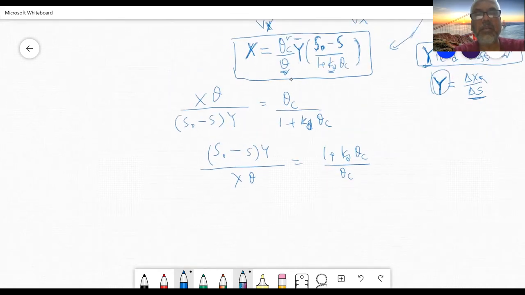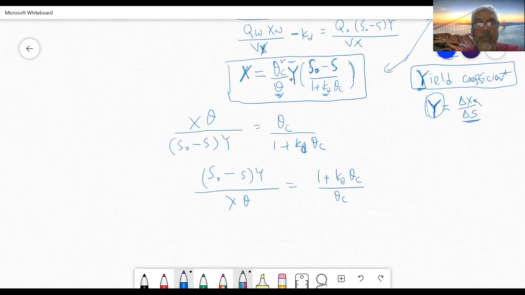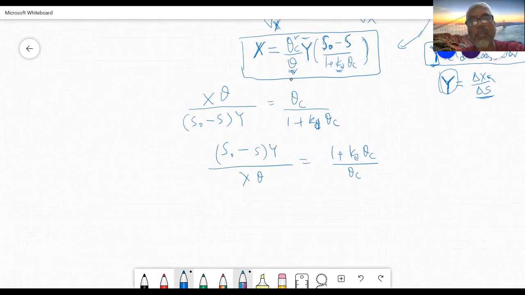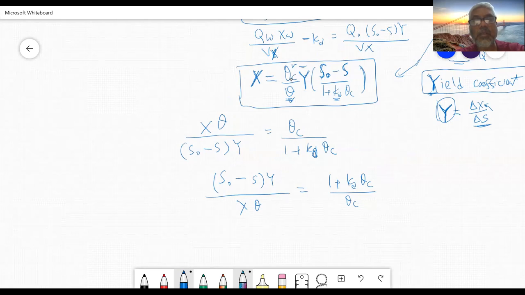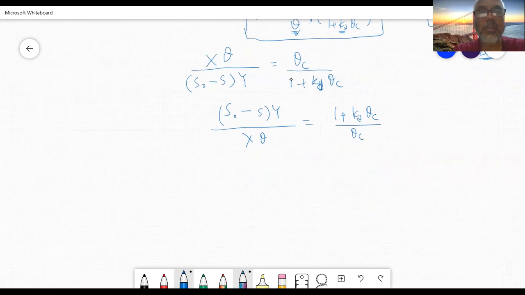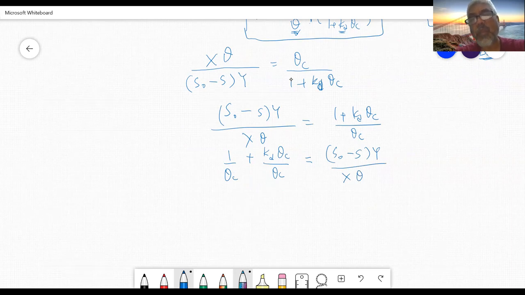Correct, right? I have transferred. Did I miss anything? No, I think it's okay, because I moved theta here, Y here, and 1 plus Kd theta c is here. Okay, so I can write like this now: 1 over theta c plus Kd theta c over theta c is equal to S naught minus S, Y over X theta. I replace back the value. This is 1 by theta c. Theta is equal to V by Q, so 1 over theta will be Q by V. I can write it like this, right?